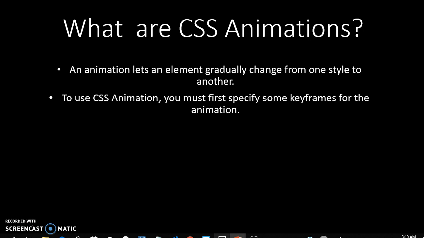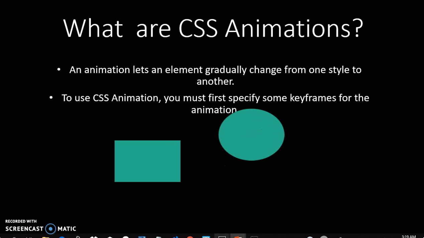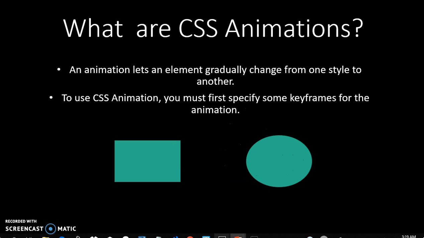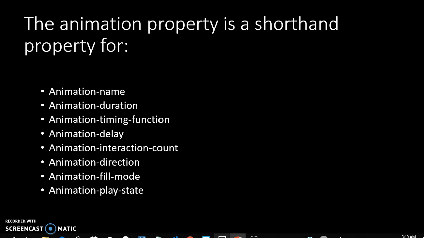To use CSS animation, you must first specify some keyframes for the animation. The animation property is a shorthand property for animation name, duration, timing function, delay, iteration count, direction, fill mode, and play state.